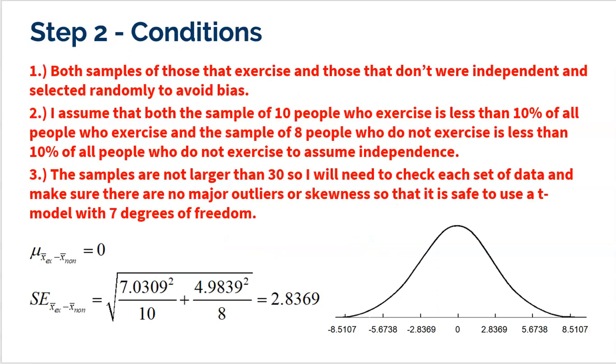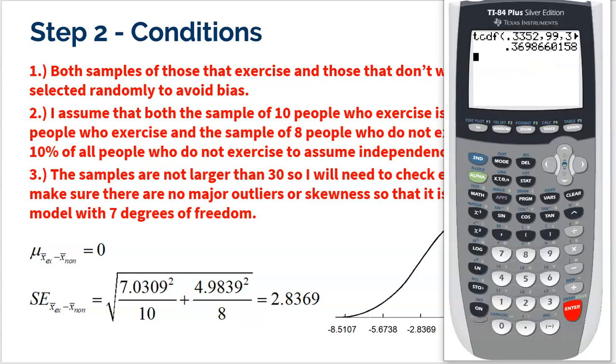All right, my conditions I know are boring, but we've got to do them. Both samples are random to avoid bias, and they're independent. I assume that both samples, 10 people who exercise, is definitely less than 10% of all people who exercise, and 8 people who do not exercise is less than 10% of all people who do not exercise. Now here's where I'd run into a major issue. Both samples are way less than 30. So I want to just show you what you should be doing. You should be entering this data into your calculator, stat edit.